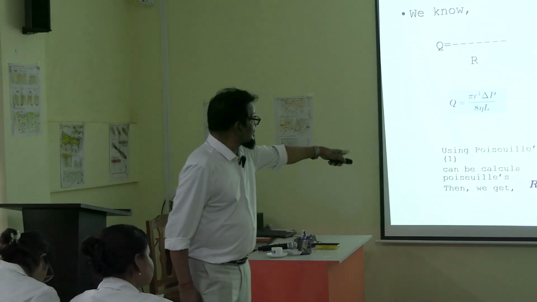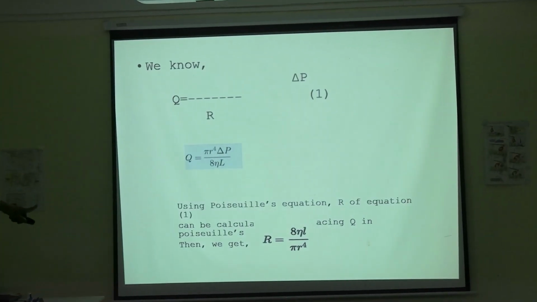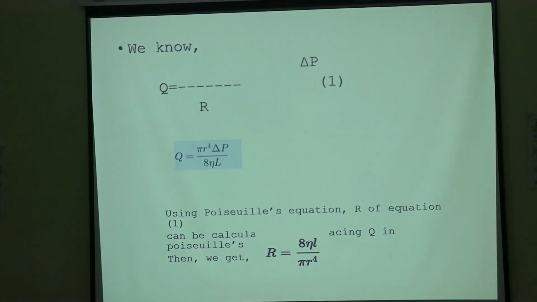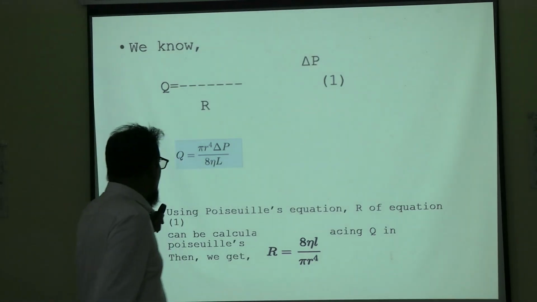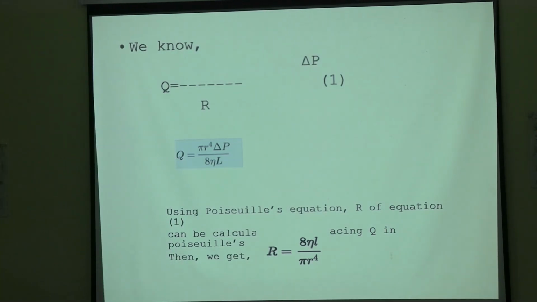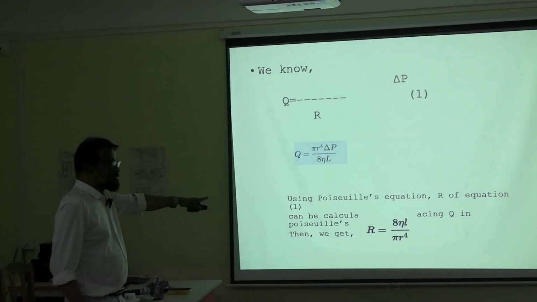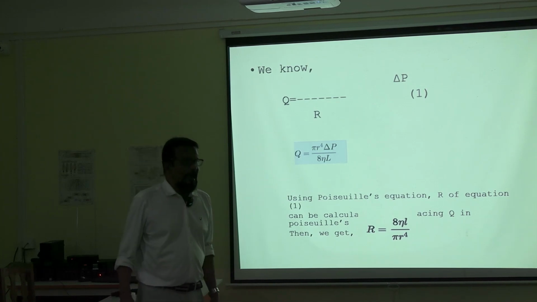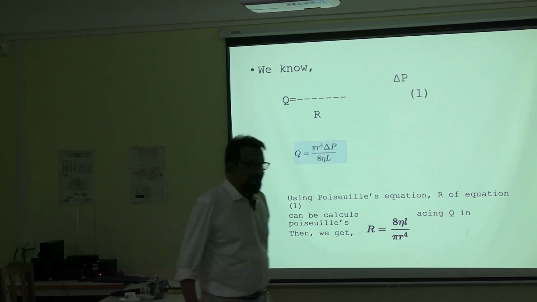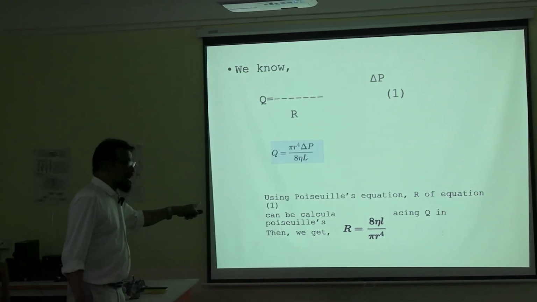Okay, it has come out below, this? R equal to 8 eta L by pi R to the power 4. Now can you tell me what is the relation of R with viscosity? What is the relation of diameter with resistance? What is the relation of length with resistance? What is this eta? Eta means viscosity.